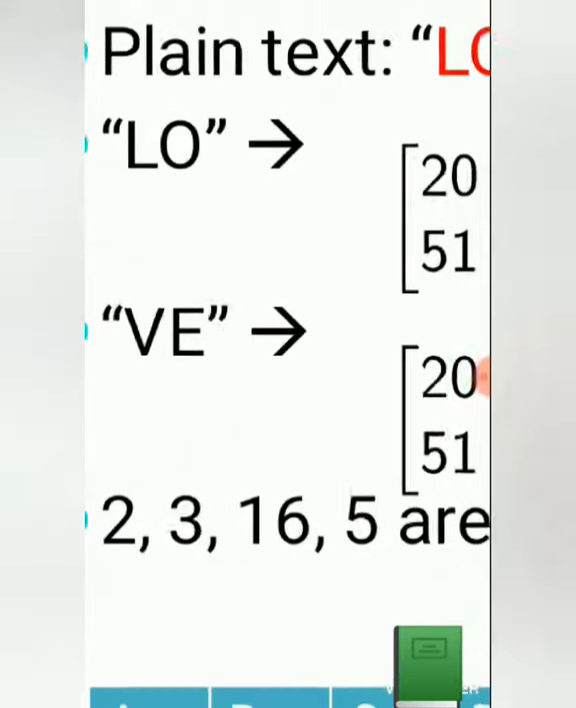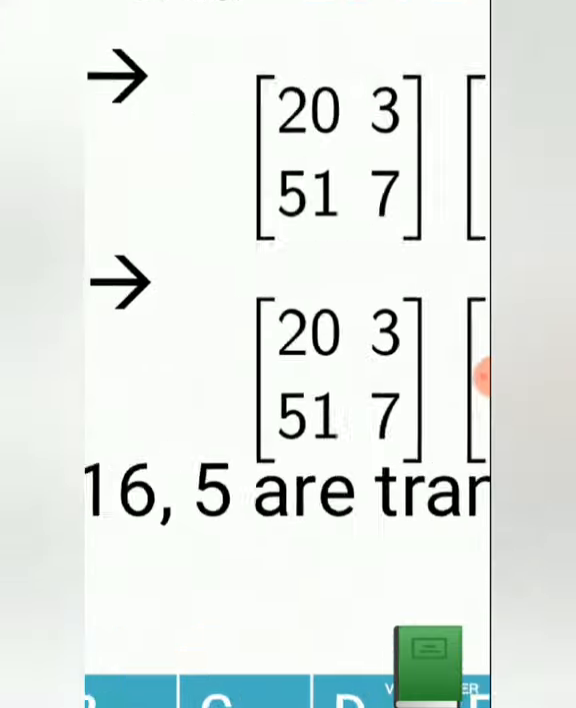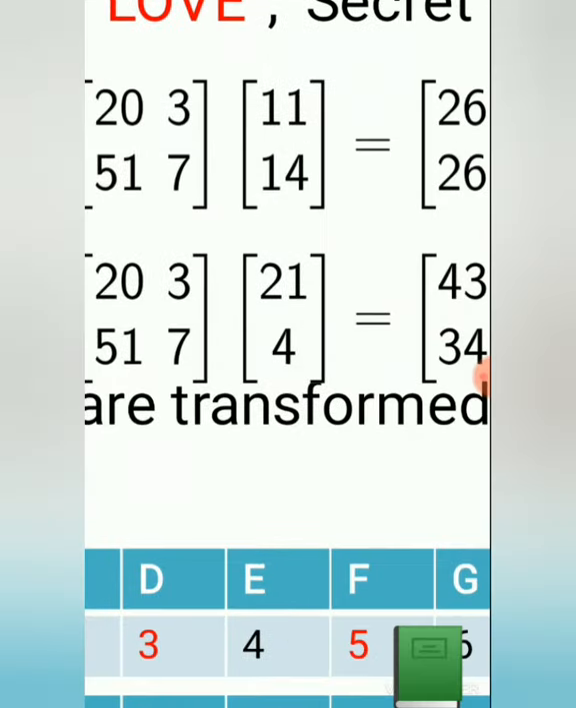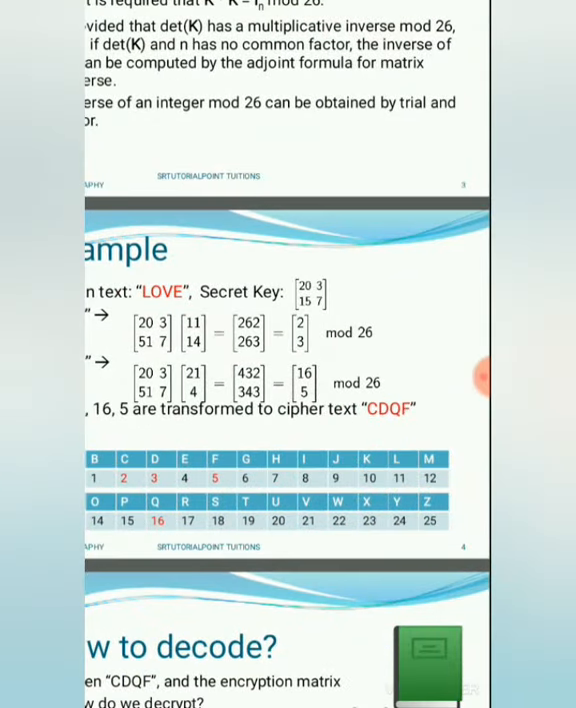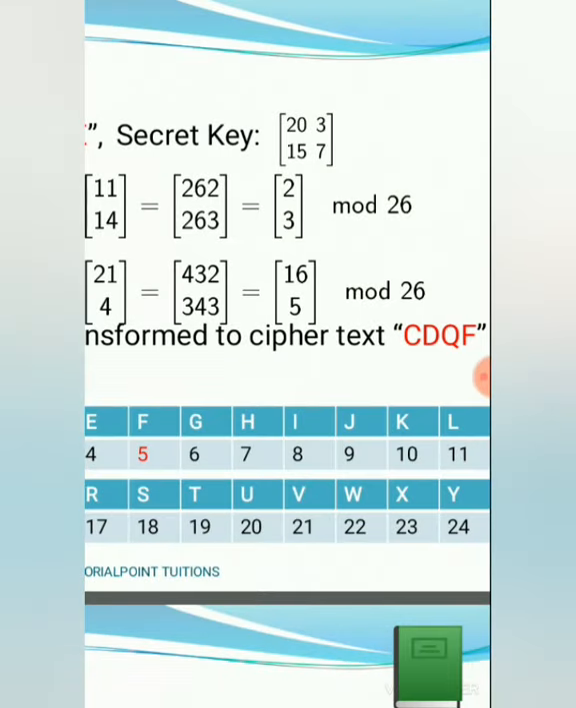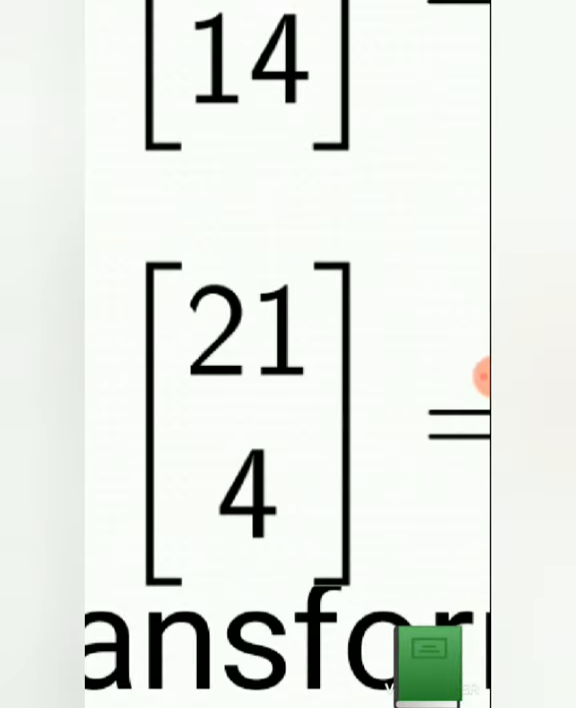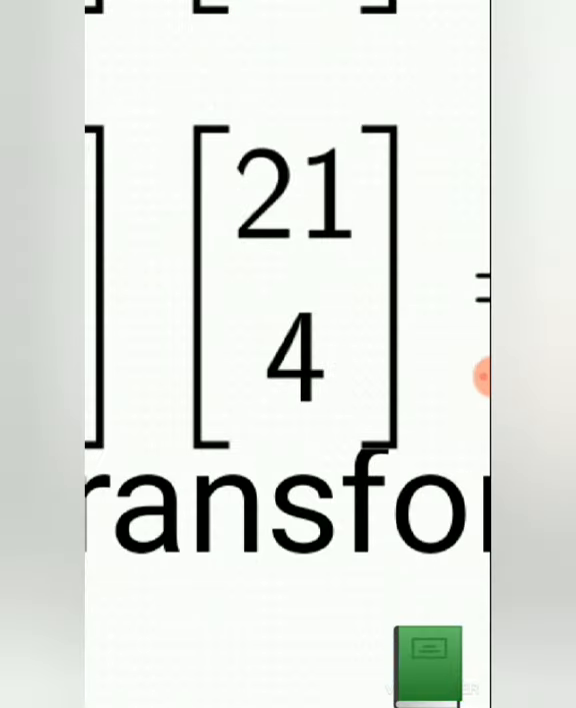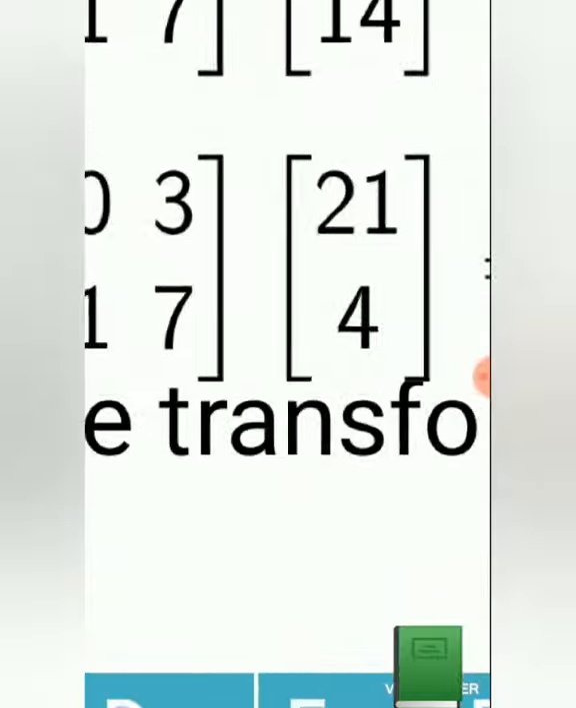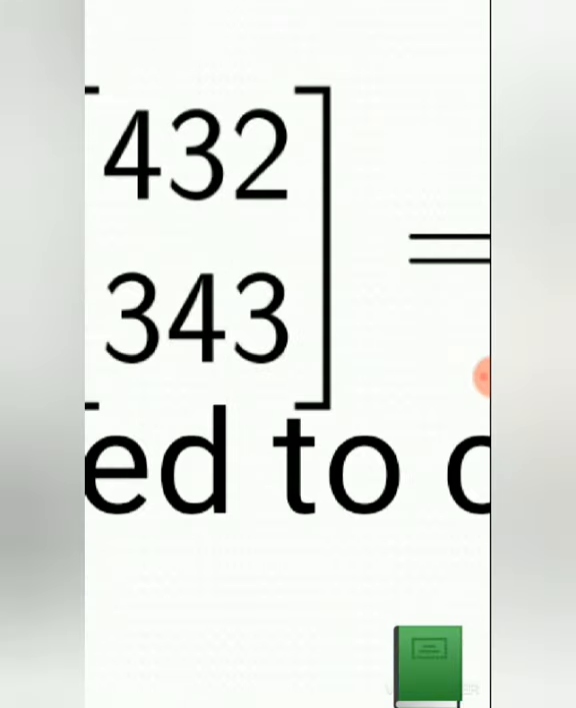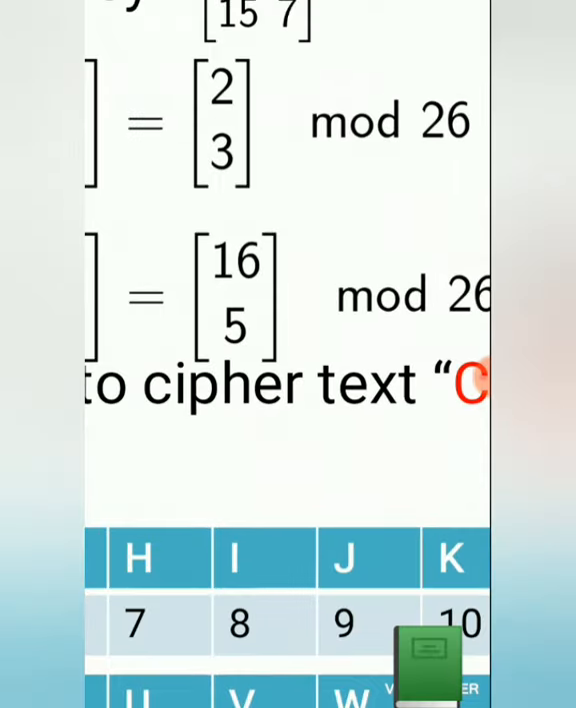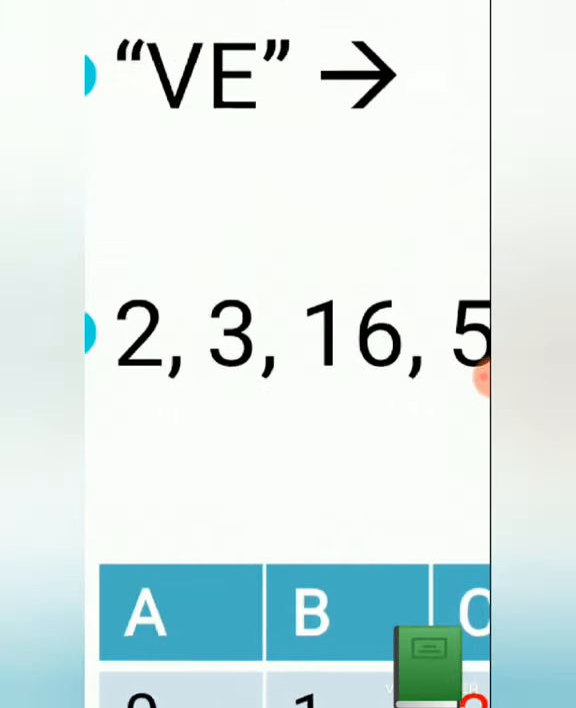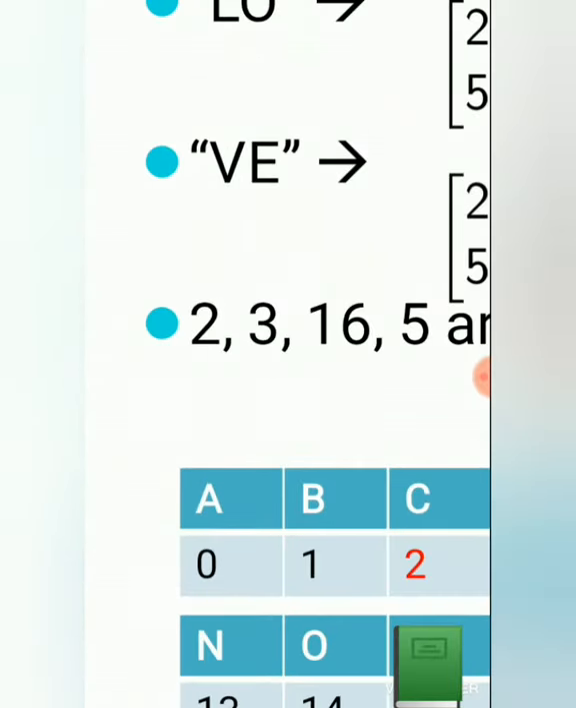Find out the matrix value for VE. Take the key value and the value of V, which is 21. Substitute 21 here, and the value of E is 4. Substitute 4 here. Then do the matrix multiplication, and you get this value. Reduce this value mod 26. Take it out separately: 2 3 16 5. These are the matrix we got.